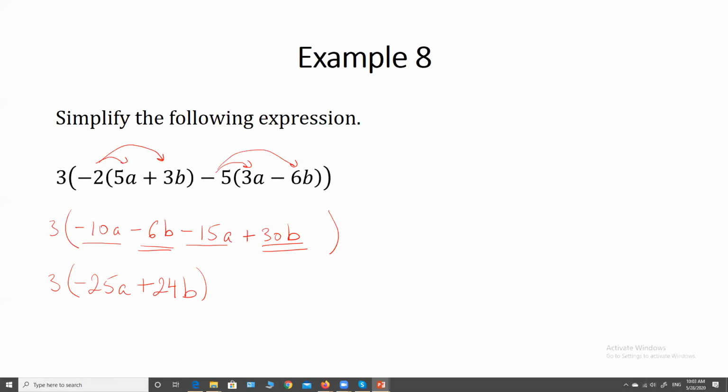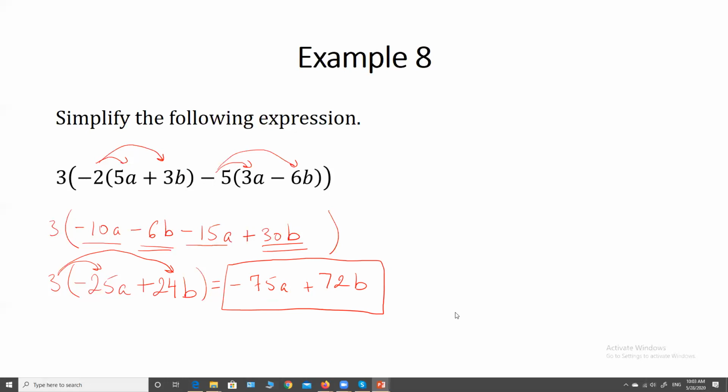And now that everything is simplified, it's relatively easy to distribute. 3 times 25 is 75, so that gives us negative 75a. And multiplying 3 by 24 gives us 72, so plus 72b. Again, we can't simplify this any further because these are not like terms. One of the terms has an a, the other has a b. So this is as far as we can go, and our final answer is negative 75a plus 72b.